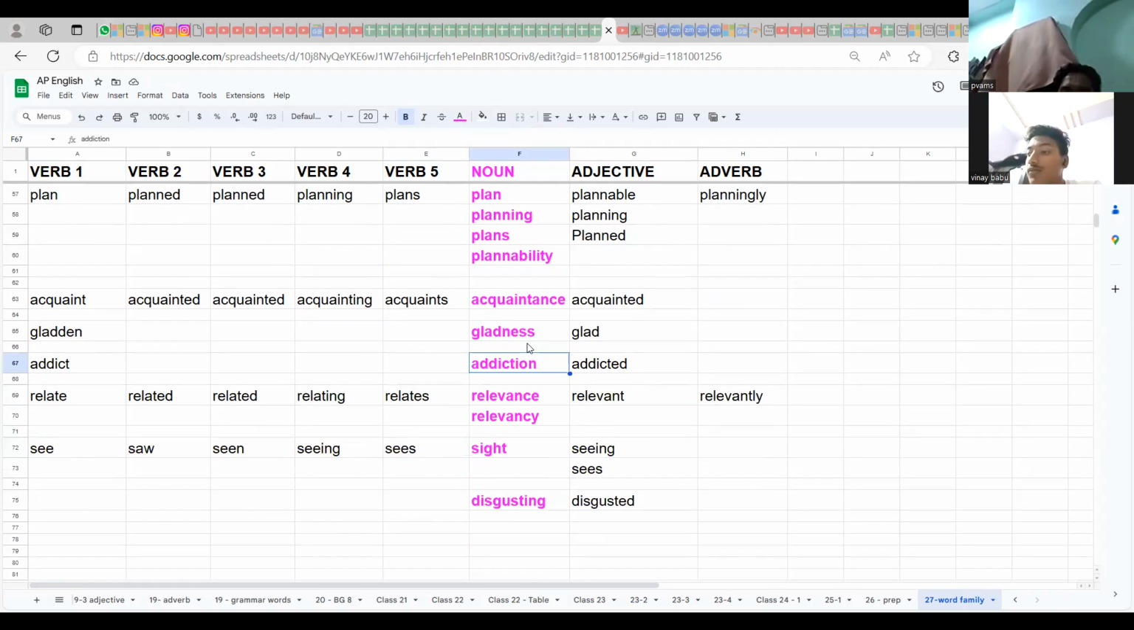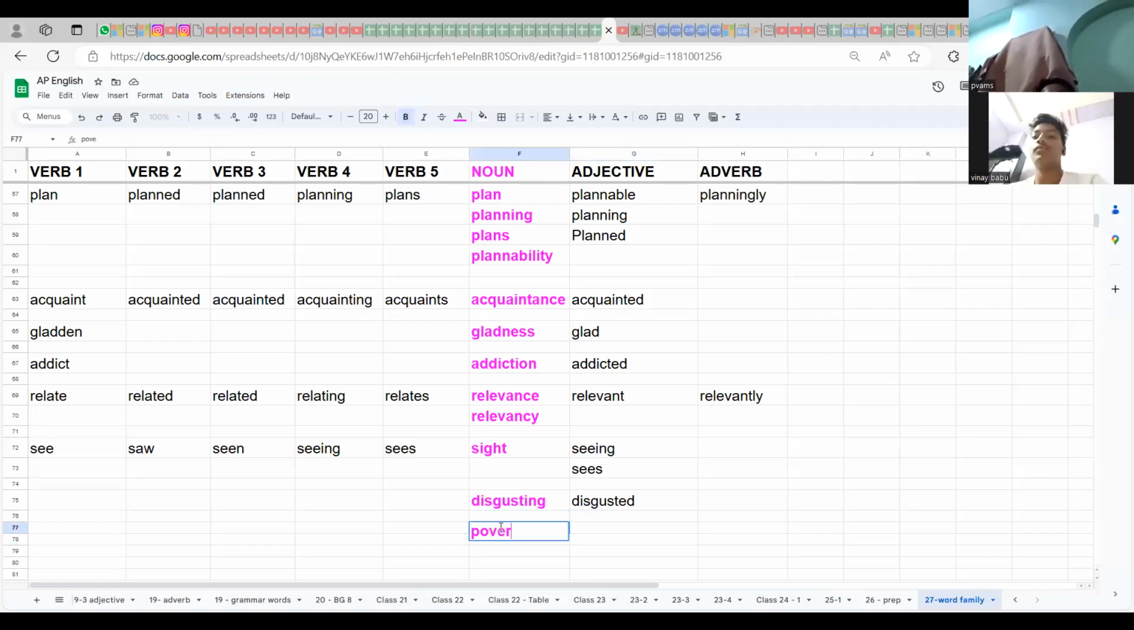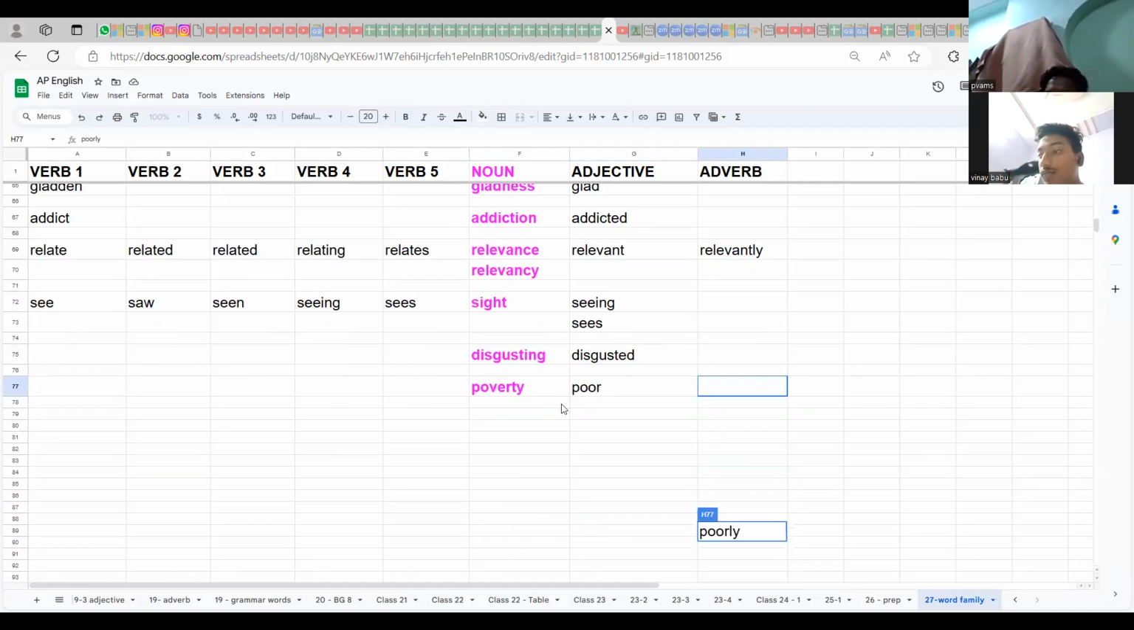This column is such an important column. The future classes also will try to fill as much as possible here. Poverty, very important word. The poverty has to come here. It is poor, poorly. Right, it becomes poverty. Quickly write it.